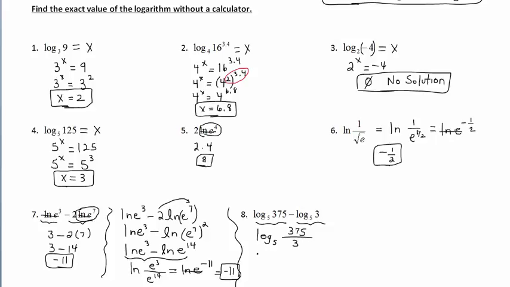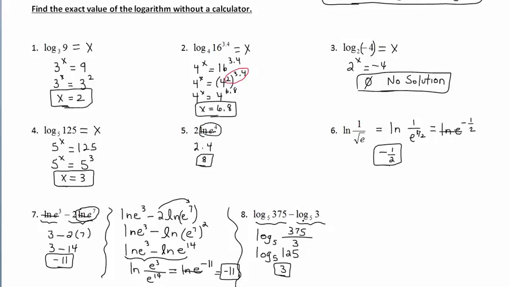So what do we do here? Well, there's not much, but I know I could probably simplify this. This simplifies to 125. Where I'm at, I saw previously in problem number 4, 5 to what power is 125? 3. I don't know, every problem's a little bit different.